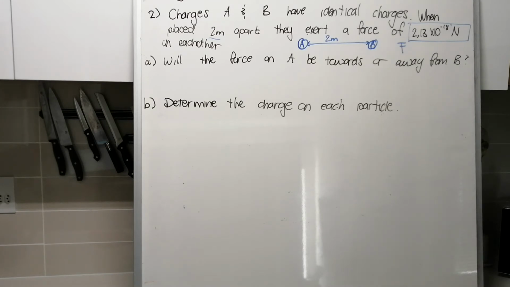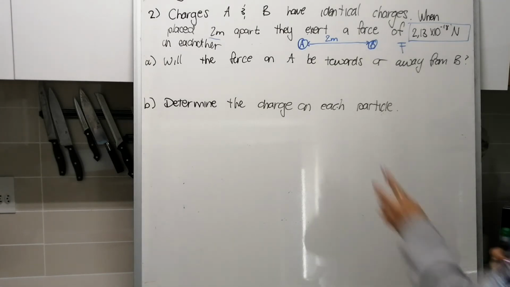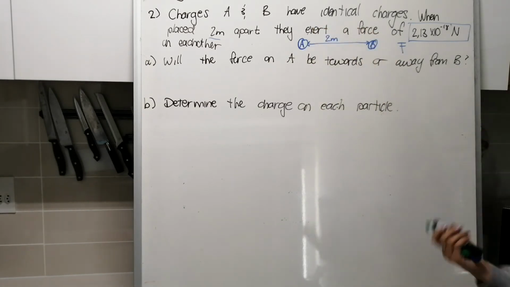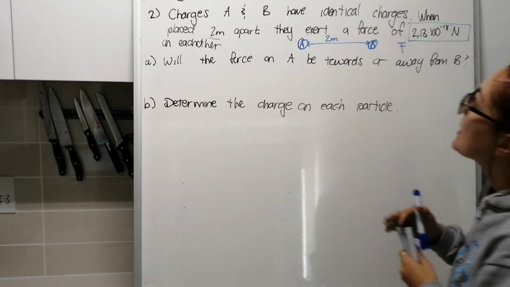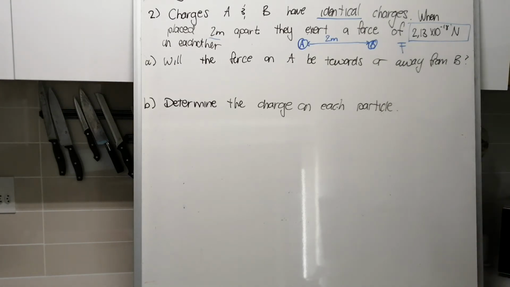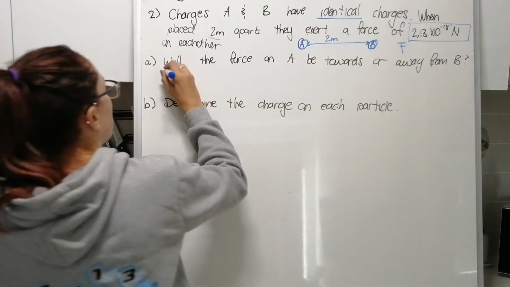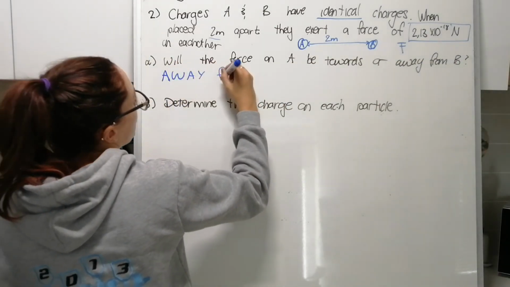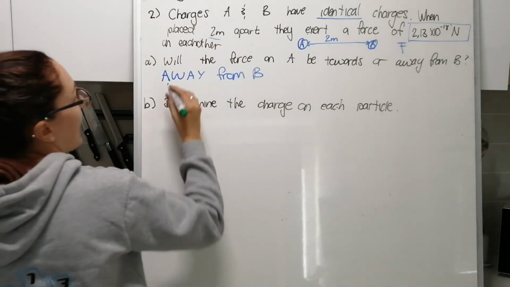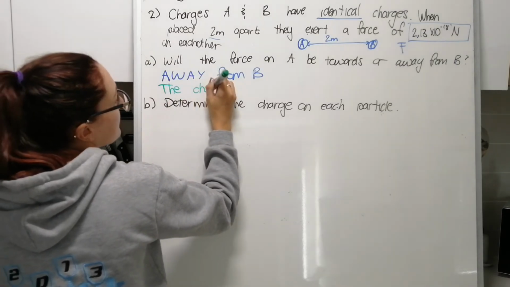Okay, question A. Will the force on A be towards or away from B? So this is a bit tricky because they haven't given us the charges. If they told us the charges on A and B, then we'd be able to look at that and see, is it repulsive or attractive? But they have told us that they have identical charges. That means that the sign of the charges is the same, which means it's a repulsive force, which means it will be away from B. Okay, so you can say away from B. If they then asked you to explain this, you would say that the charges are identical.